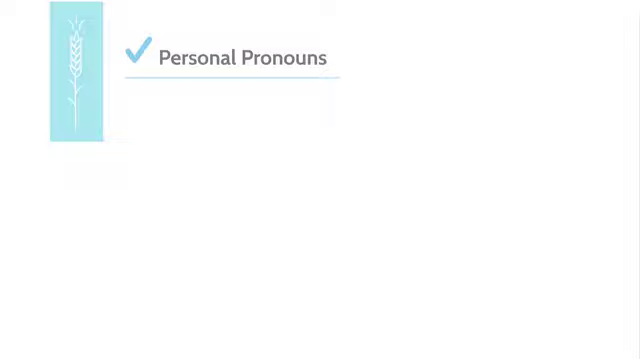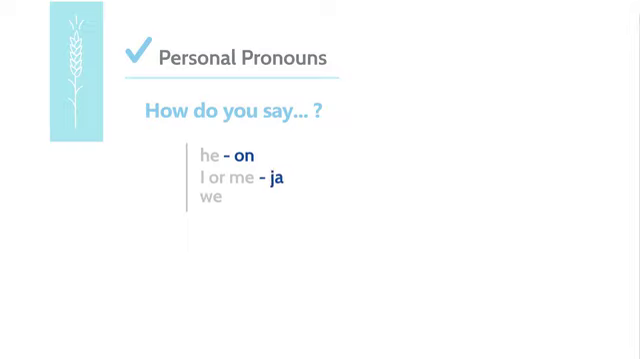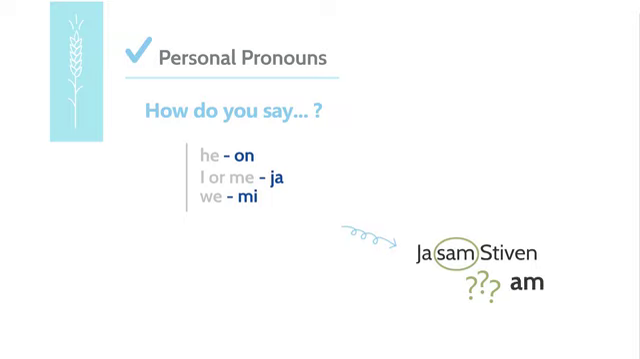Now we have covered all of the personal pronouns. How do you say he in Serbian? On. How do you say I or me in Serbian? Ja. How do you say we? Mi. This takes us back to our sample sentence. Ja sam Steven, but I know what you are thinking. What does the word sam mean? Well, sam means am, and it comes from the verb biti, which means to be.